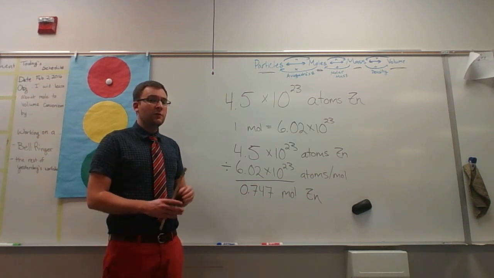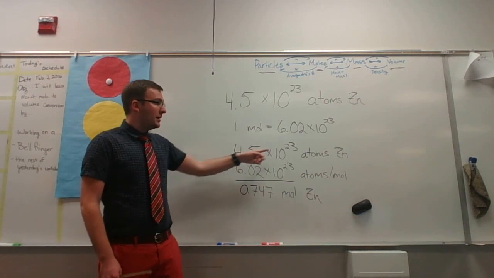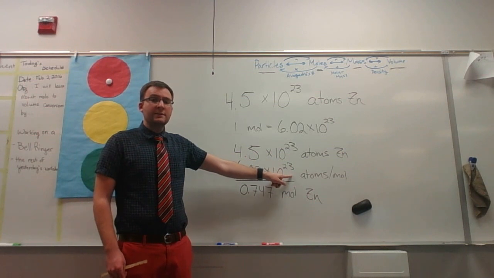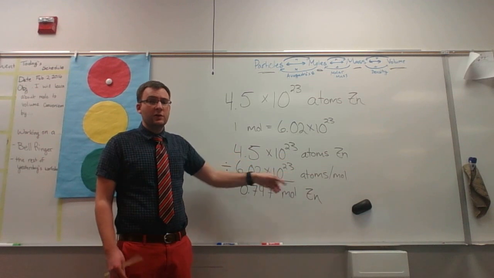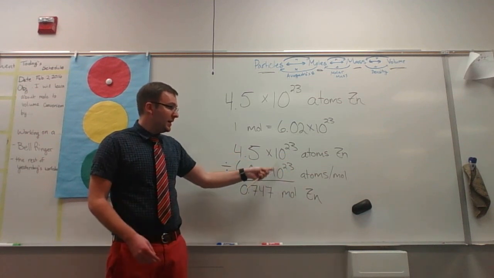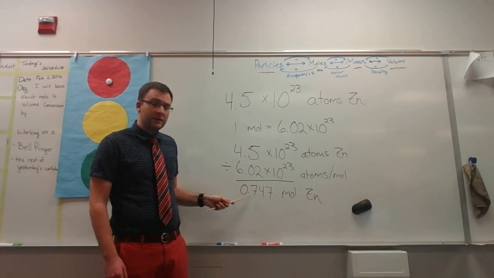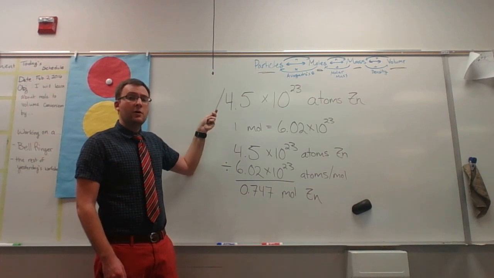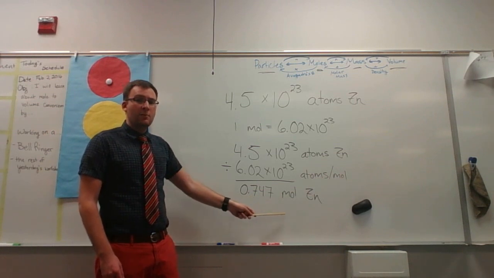Now, those placeholders we can cancel out by merely looking at this is 23 and this is 23. Since I'm dividing, these exponents are going to subtract. So 23 minus 23 is 0. So times 10 to the 0 is just 1. And so we don't need to write it down anymore because our answer is here. So in the end we found out 4.5 times 10 to the 23 atoms of zinc equals 0.747 moles of zinc.